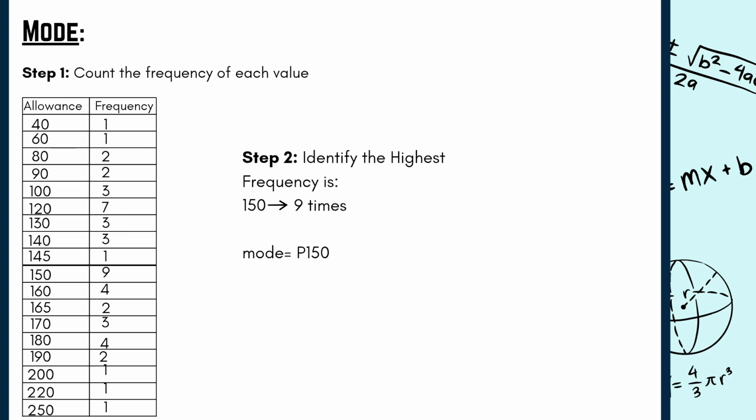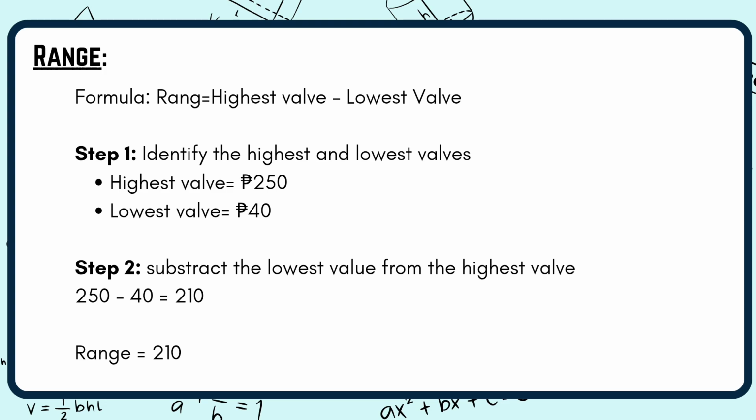Now, let us discuss the range. The range measures how spread out the data are. The formula for range is highest value minus lowest value. The highest allowance in the data set is 250 pesos. The lowest allowance is 40 pesos. So, we subtract. 250 minus 40, the answer is 210. Therefore, the range is 210 pesos. This means the allowances are spread across 210 pesos from the smallest to the largest value.